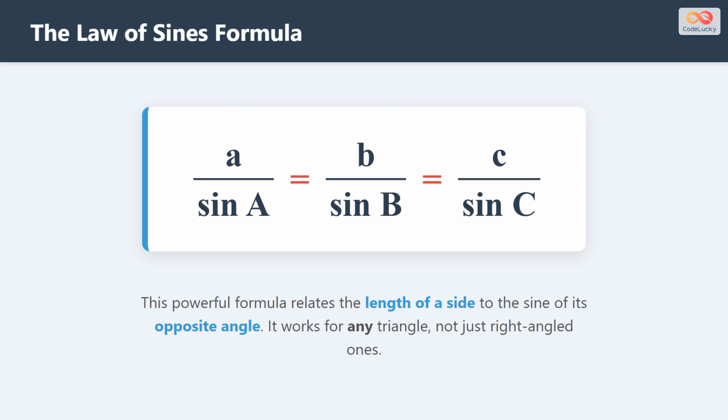First, let's look at the tool we will be using. The law of sines is a beautiful and simple formula. It states that the ratio of the length of a side to the sine of its opposite angle is constant for all three sides. So, side A over sine A is equal to side B over sine B, which is equal to side C over sine C. This works for any triangle, not just right triangles.